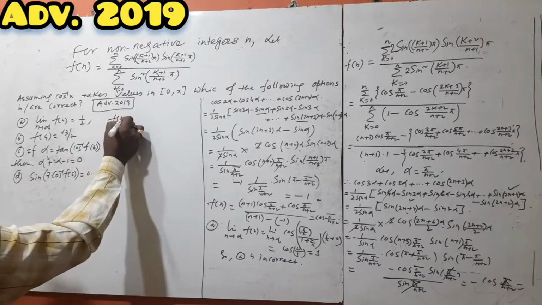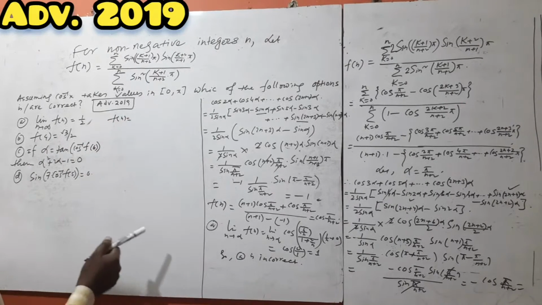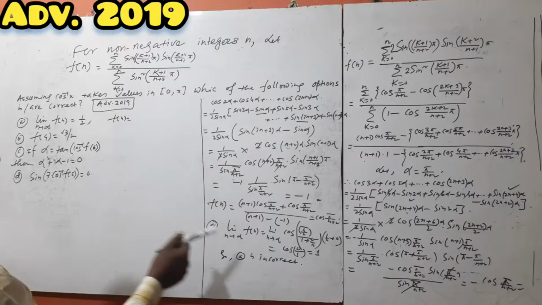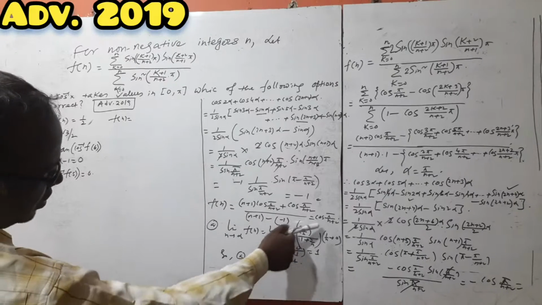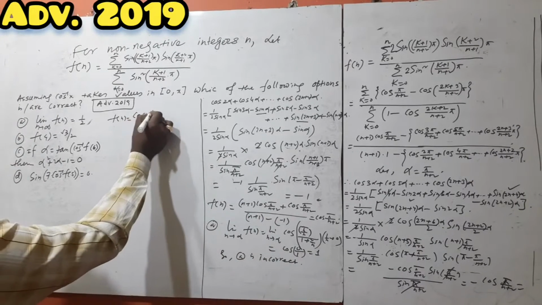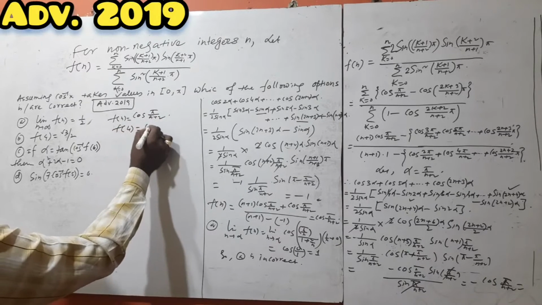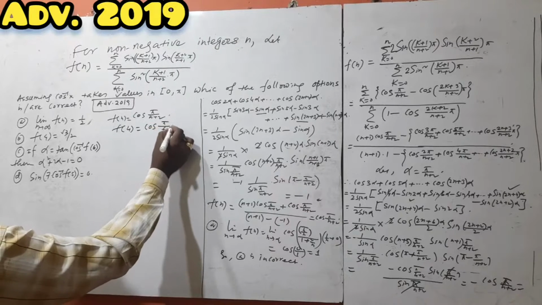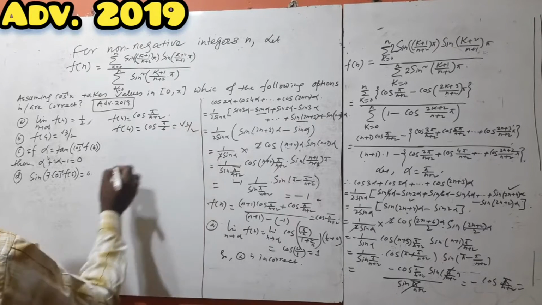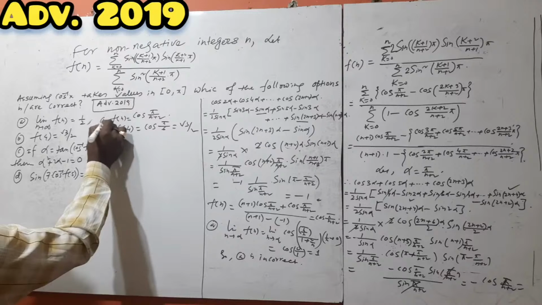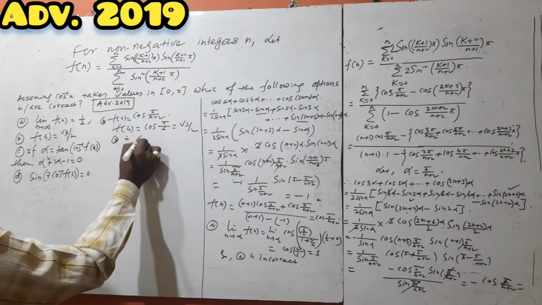Now f of n is equal to, we got it here, cos pi over n+2. So therefore f of 4 is cos pi over 6, and this is root 3 by 2. So option B is correct.